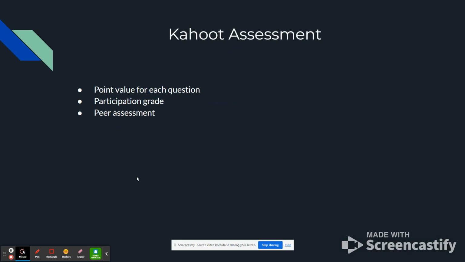How would you assess? Well, like I said, you can either do it as a participation grade, you can do it as a point value for each question, or you can do it kind of as a peer assessment. Like I said, it displays your ranking by your nickname based on how many points you got right and how quickly you got them right. And so you feel assessed by your peers, and your peers can know, okay, they need a little bit extra help.